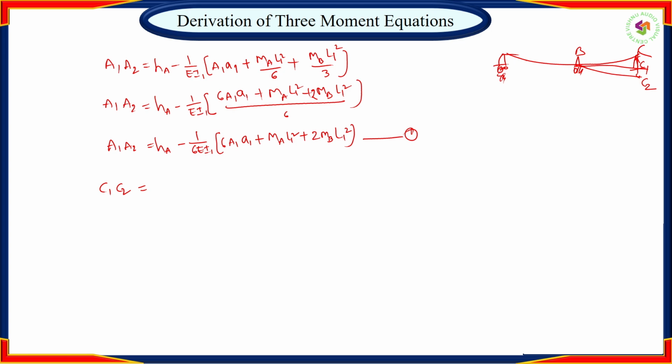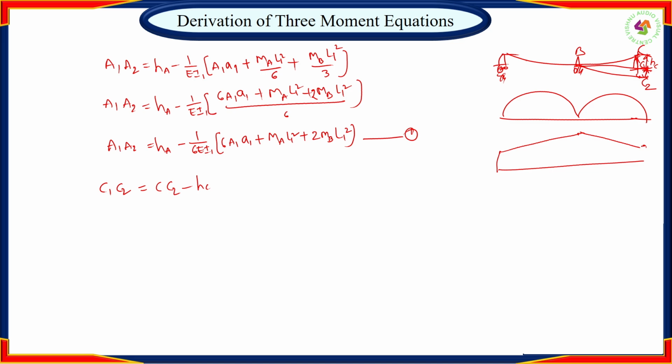So C1, C2 can be written as, so this is HC. Now we can write C1, C2 as CC2 minus HC. CC2 minus HC will give C1, C2, this small deflection of C. To find this, we are writing the moment of M by EI diagrams. So this is MA, this is MB, and this is MC.